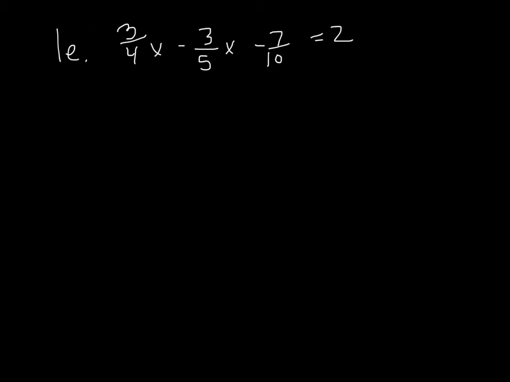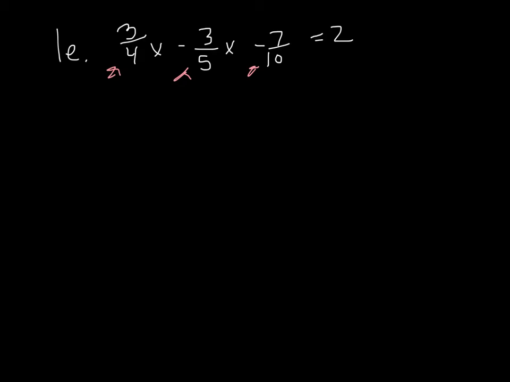All right, so you notice this problem's a little bit different because there's a bunch of different fractions, but the concept is the same. We're going to multiply every term in the equation by the lowest common denominator of the terms, right? Well, just so happens, I believe the lowest common denominator of 4, 5, and 10 is 20. So we're going to multiply everything by 20.